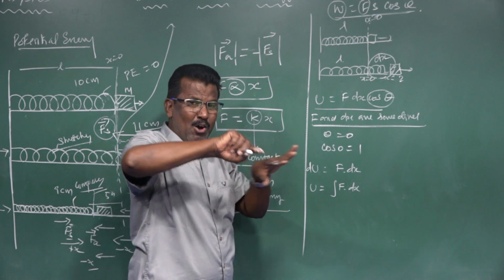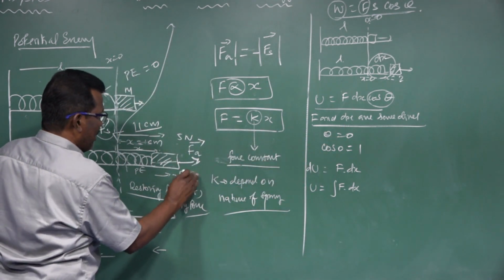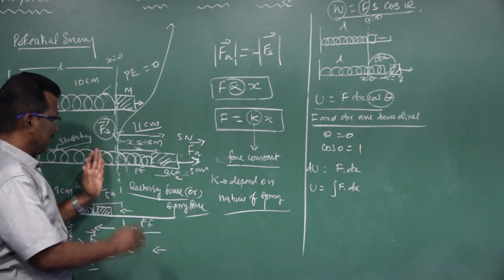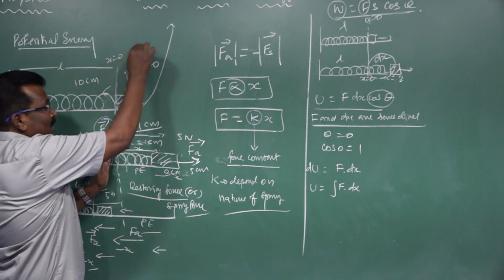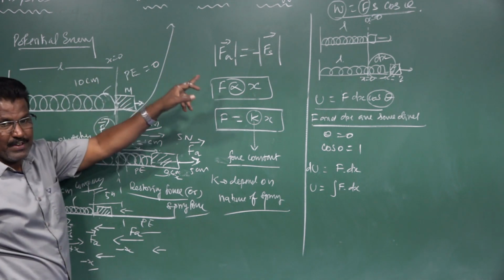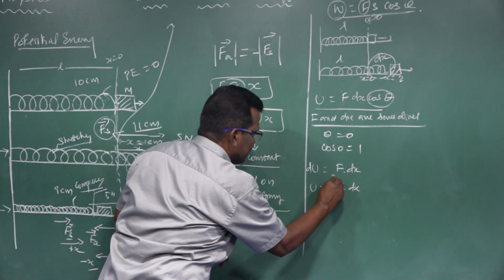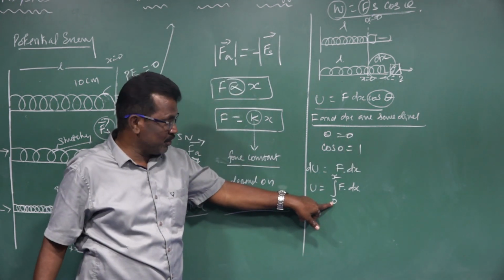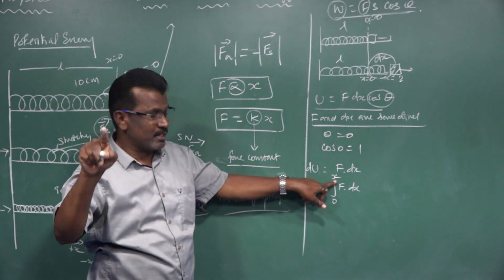If I am applying a large force, the body changes from 0 centimeter to 5 centimeter, or from x equal to 10 centimeter to 15 centimeter. So we integrate from 0 to x. 0 means the initial position, that is the natural length of the spring, and x is a certain distance when the force is applied.